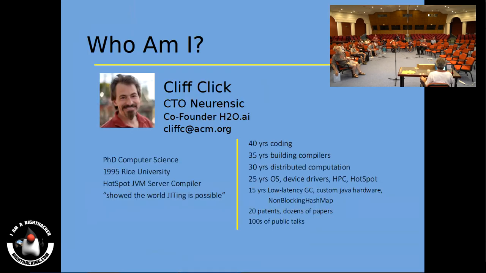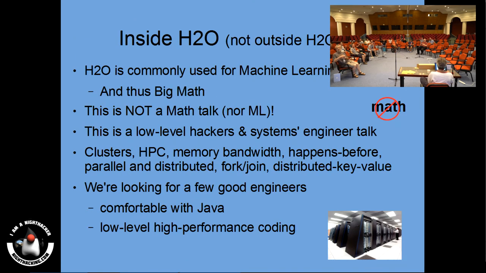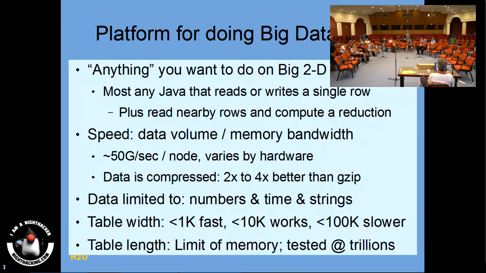So, okay, I'm going to skip who am I and what H2O is. This talk will be about low-level hacker systems-y stuff, clusters and high-performance computing and memory bandwidth and happens before and parallel and distributed and fork join, but not necessarily math. This is usually presented to a machine learning audience.